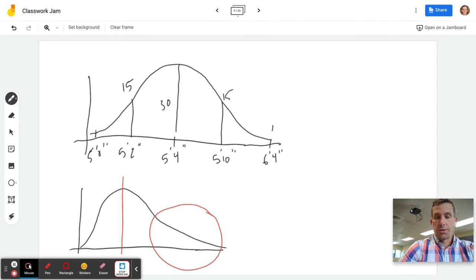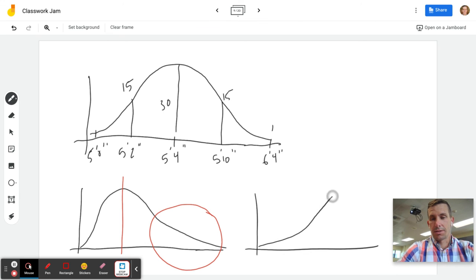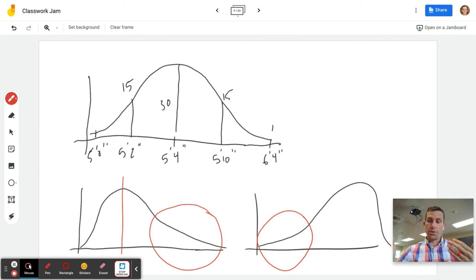There's also being skewed to the left, which looks like this. This would be an example of a distribution that is skewed to the left, or skewed towards smaller values.